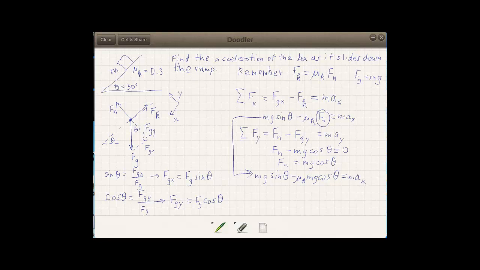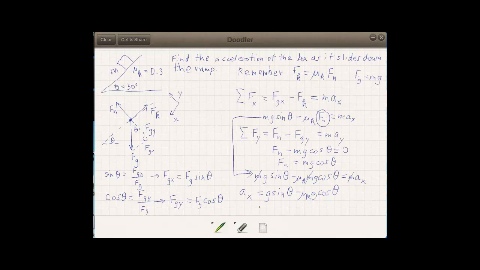A sub x is what we're trying to solve for now. And right away you can see there's a factor of m in all three of these terms, both sides of the equation. So if we divide through by m, the mass drops out. And that was why we weren't given any information about the mass. We didn't need it. It drops out of the problem. And so right away, we've got the solution right here, a sub x. I'll just turn it around. A sub x equals g sine theta minus mu sub k, the coefficient of kinetic friction, times g times cosine theta, and that's it.